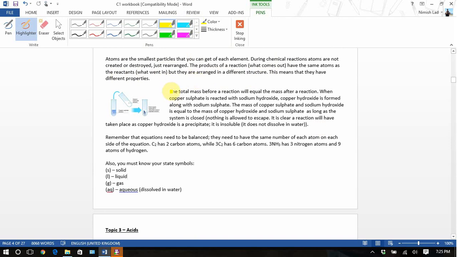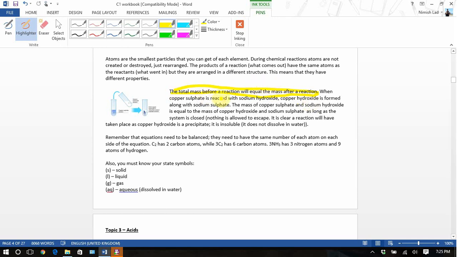The total mass before a reaction will equal the mass afterwards. So some of it might go off. So if you think about those carbonate reactions, that carbon dioxide leaves. You can't measure that mass anymore, it's turned into a gas. But if you could measure that mass and you added it to the mass of, say, copper oxide that remained, it would be the same as the copper carbonate that started.